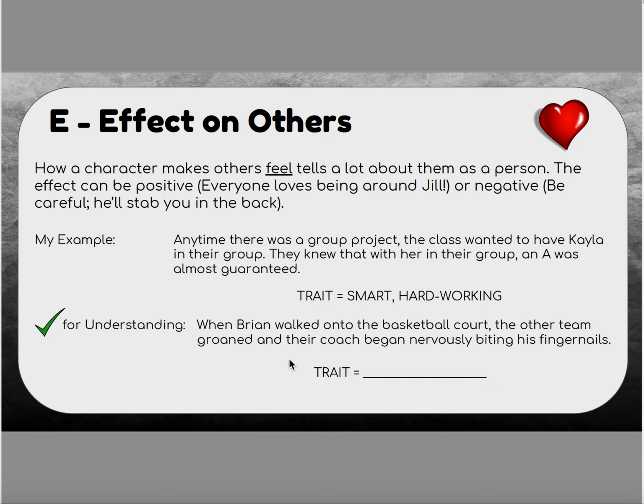The effect on others, our check for understanding: when Brian walked onto the basketball court, the other team groaned. This suggests that he's really good at basketball. Maybe he's a star player. So he's hardworking, he's really talented, a great basketball player.